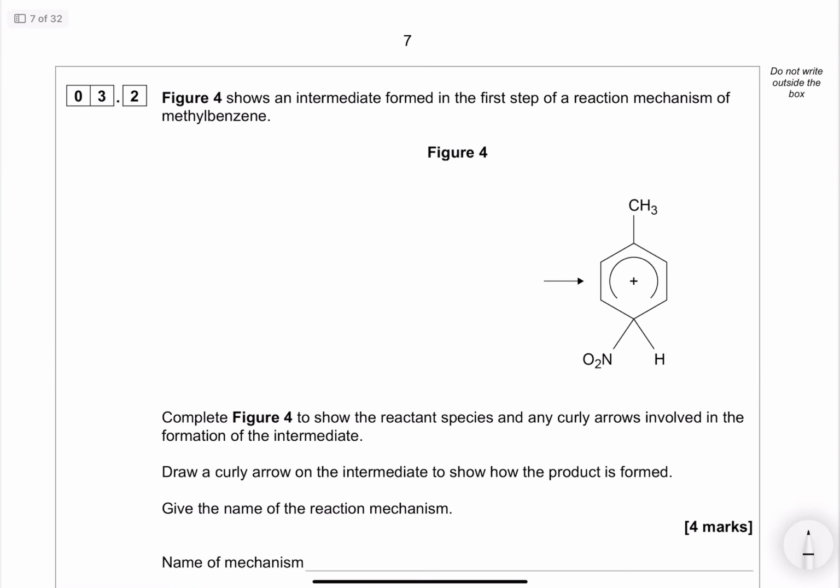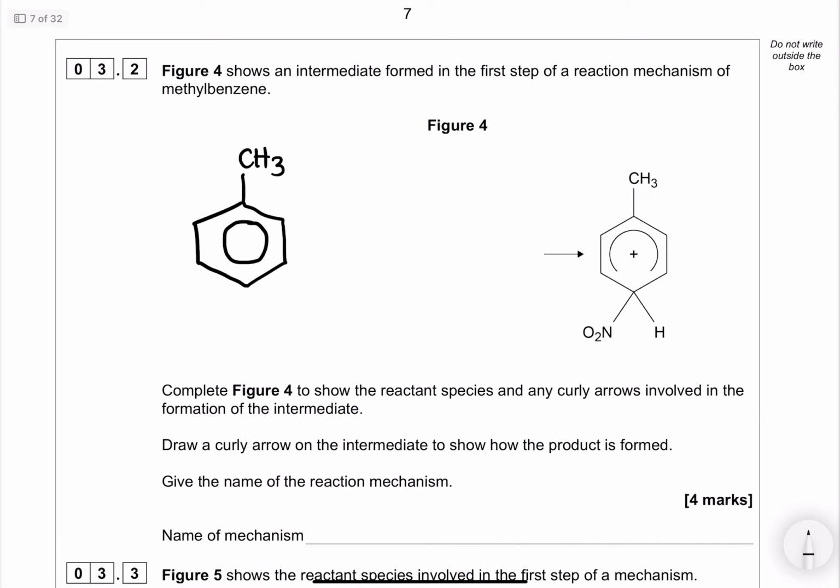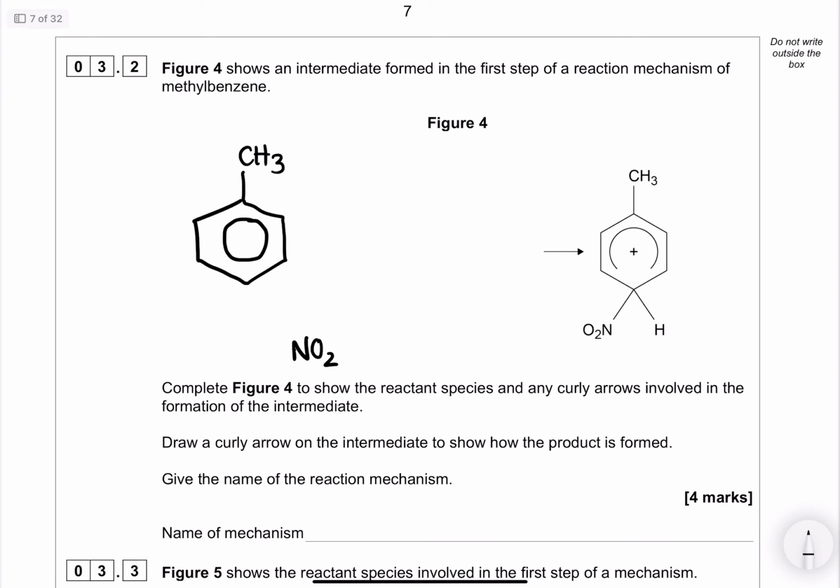Figure 4 shows an intermediate formed in the first step of a reaction mechanism of methylbenzene. So let's draw methylbenzene. So that's methylbenzene. How would we be able to make it look like this intermediate? Well, we can see that it involves an NO2, and electrophilic substitution uses an electrophile, which is positive. We can also tell that by the balancing of the charge.